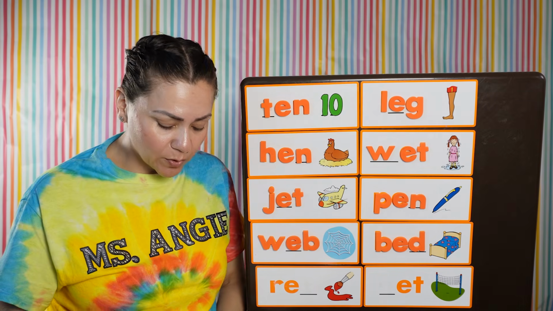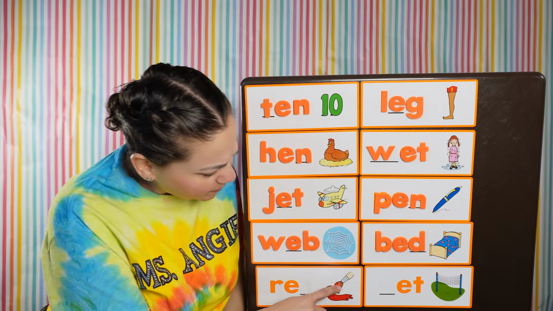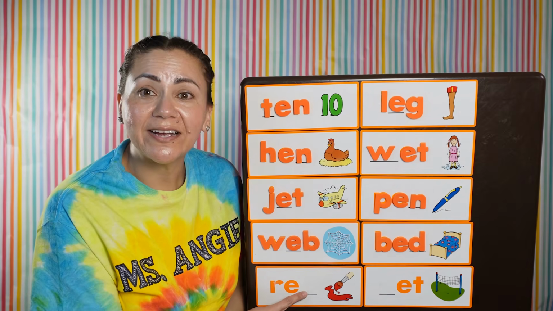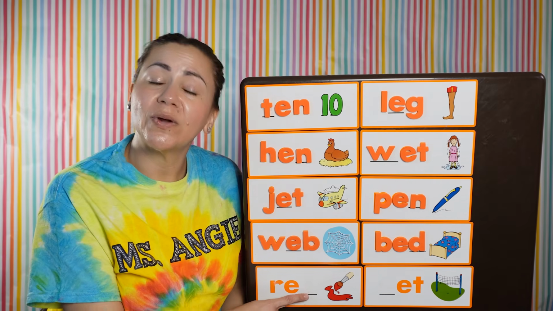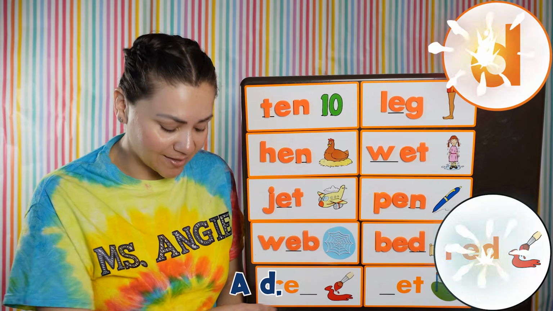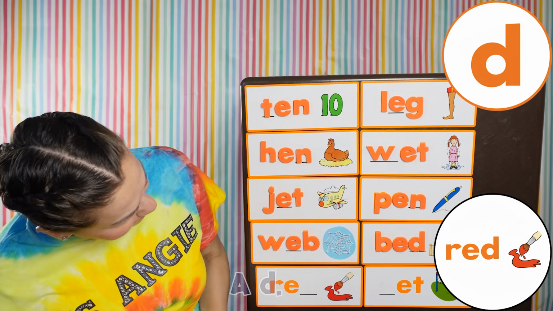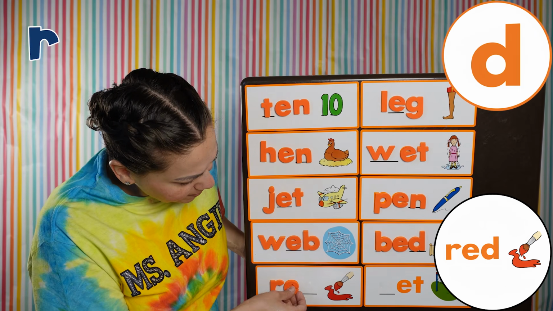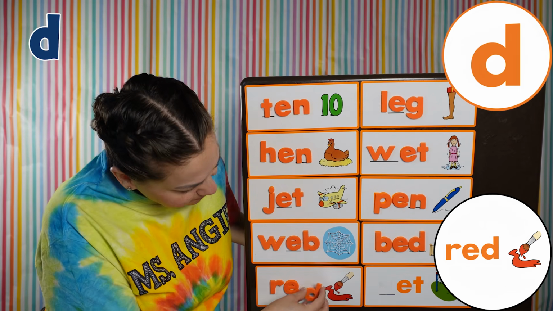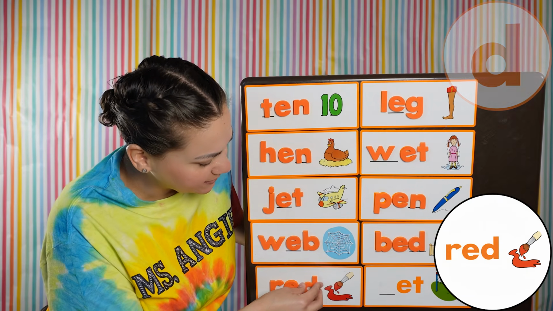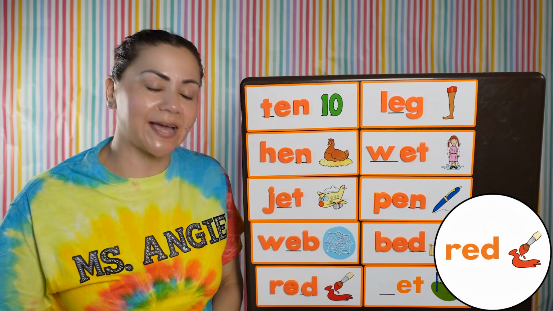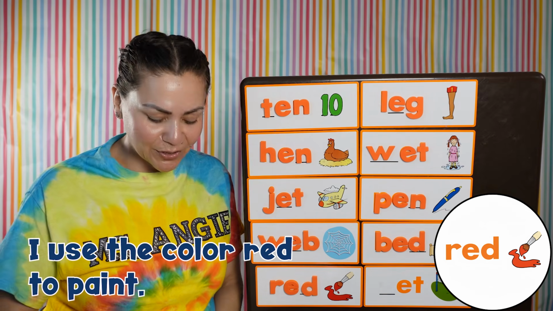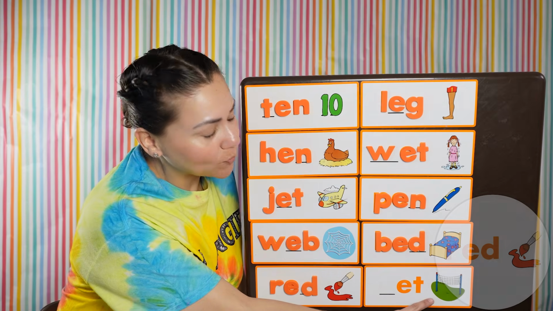Here is a picture of the word red, of a paintbrush with red. Let's see. Red is missing a letter here at the end. Can you tell me which letter is missing? A D. That's right, a D. Let's put the letters on the board and spell the word red. Red is spelled R-E-D. Red. Now let's make a sentence with the word red. Can you say, I use the color red to paint? I use the color red to paint. Good job. Okay, last one here.